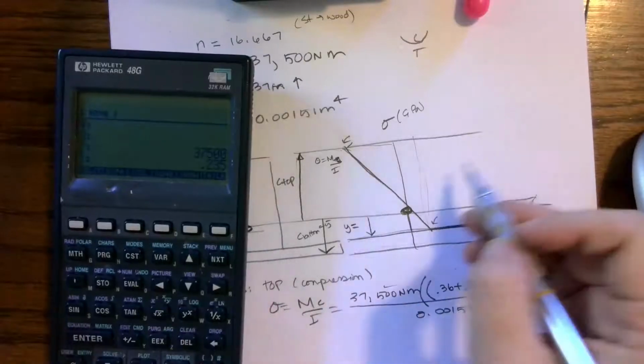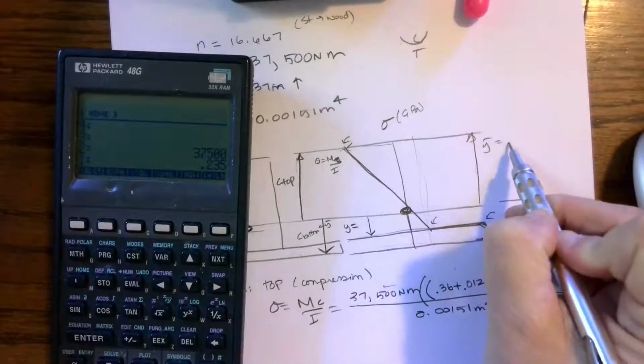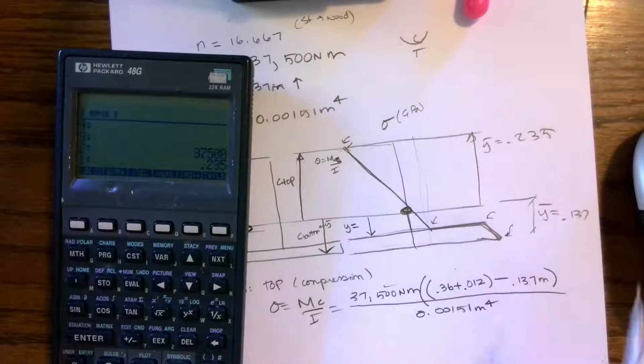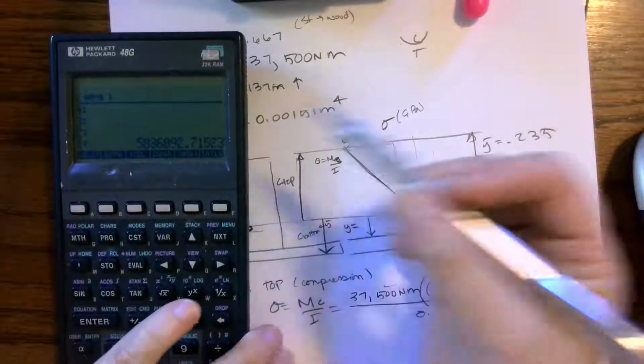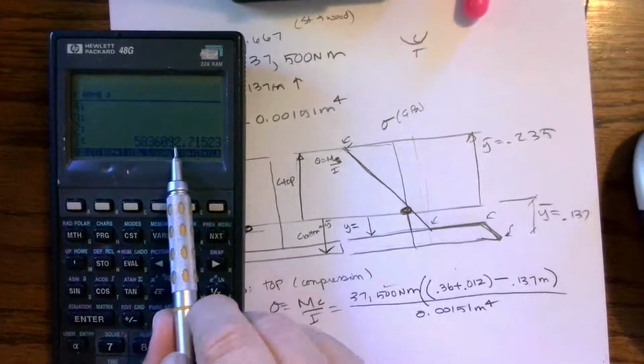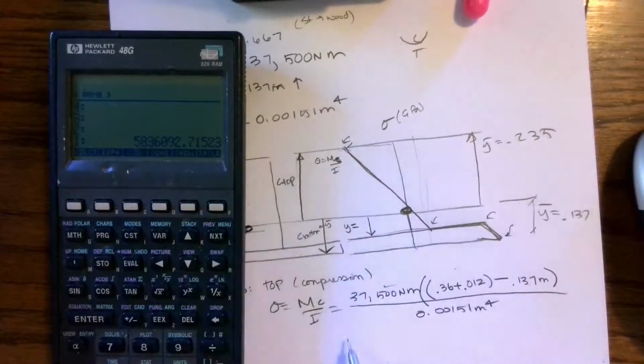Okay, so 0.235, if I wanted to know, that would be y bar to the top. So y bar to the top is 0.235. Y bar to the bottom was 0.137. I'm going to multiply those and divide by 0.00151, and I get this rather large number. But remember, this is in Newton per meter squared. So we're going to go over 1, 2, 3, 4, 5, 6. So my stress at the top, when I'm looking at the wood, is 5.84.